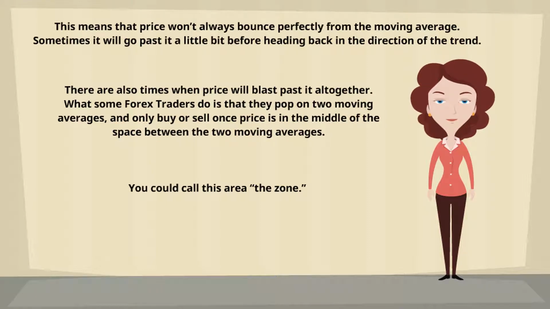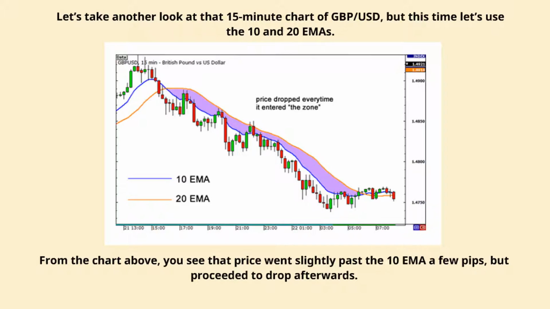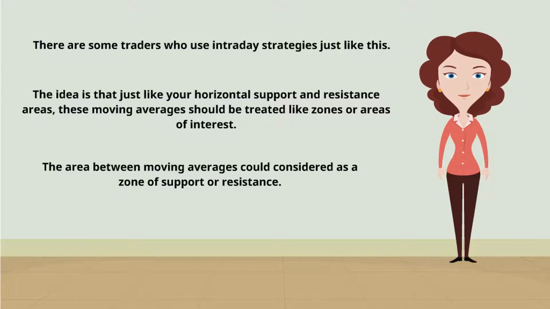What some forex traders do is pop on two moving averages, and only buy or sell once price is in the middle of the space between the two moving averages. You could call this area the zone. Let's take another look at that 15-minute chart of GBP USD, but this time let's use the 10 and 20 EMAs. From the chart above, you see that price went slightly past the 10 EMA a few pips, but proceeded to drop afterwards. There are some traders who use intraday strategies just like this.